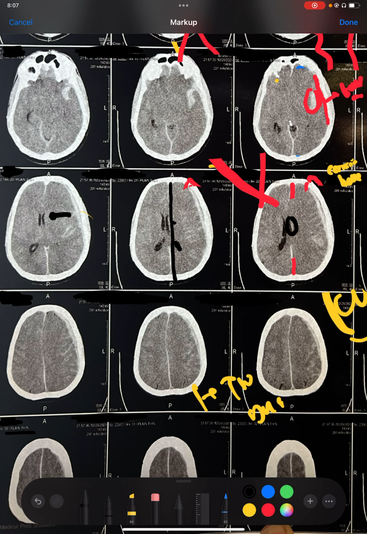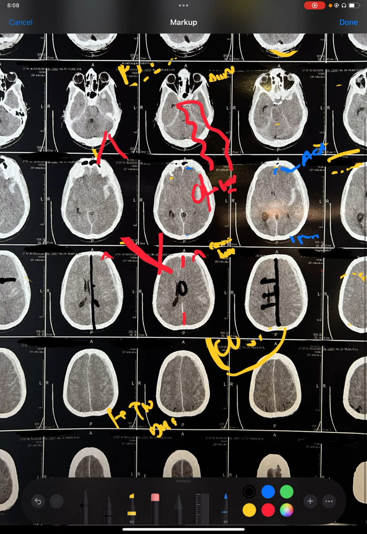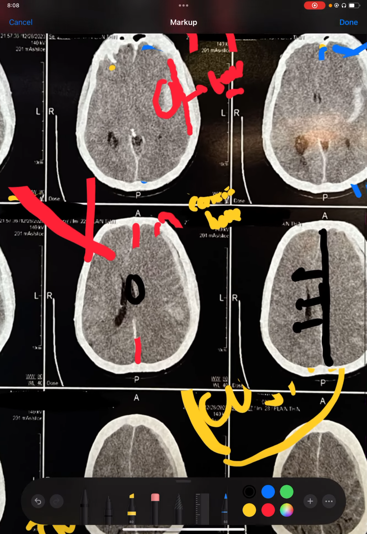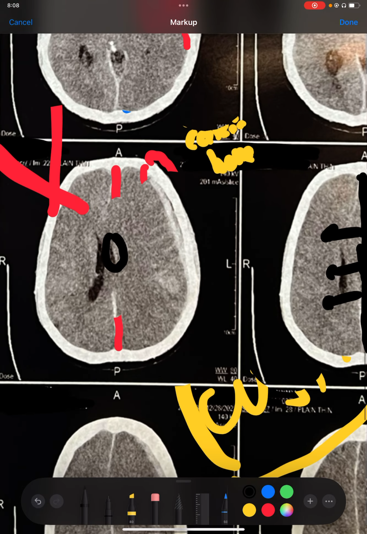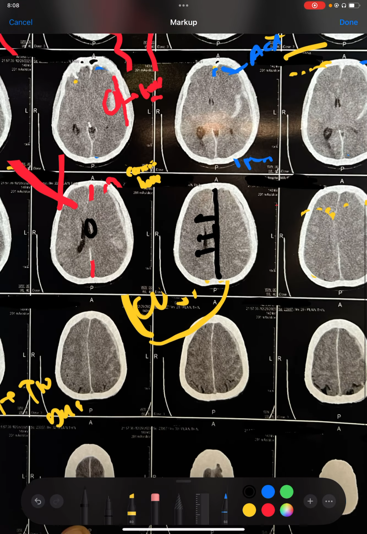So there is midline shifting. You can notice here also there is midline shifting. There is ventricular compression, brain compression. So this patient has subarachnoid hemorrhage, subdural hemorrhage, cerebral edema, midline shift, so many findings.